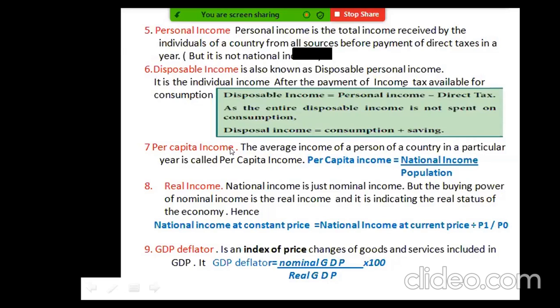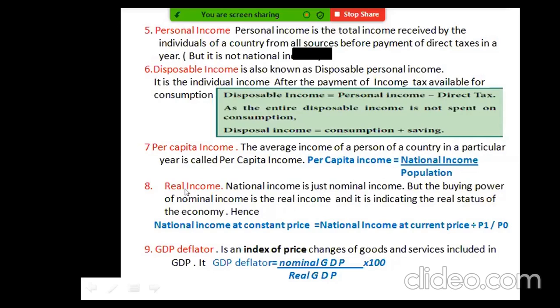Next, per capita income. This is also called the average income of a person. The average income of a person of a country in a particular year is called per capita income. The per capita income also helps us to identify the level of standard in a country. That is, the living standard of the people of a country we can identify through the per capita income. That means if per capita income is more, the living standard will be higher. Less per capita income, lower living standard. We get the per capita income by dividing the national income by population.